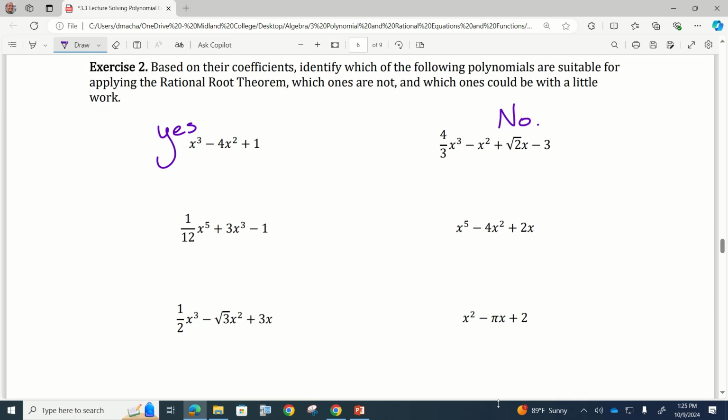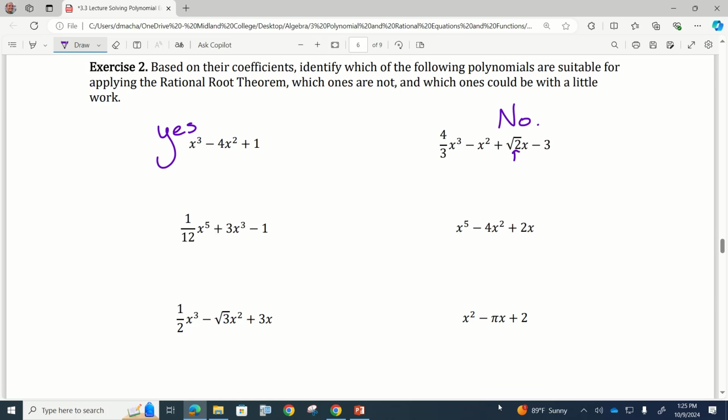Square root of 2. Yeah, I can't fix the square root of 2. Anytime you have an irrational coefficient, like the square root of 2, there's no way to save it, right? You just can't use the rational root theorem. So that's a polynomial, but you will never use the rational root theorem here because of that irrational number.